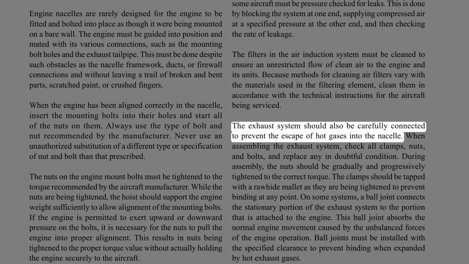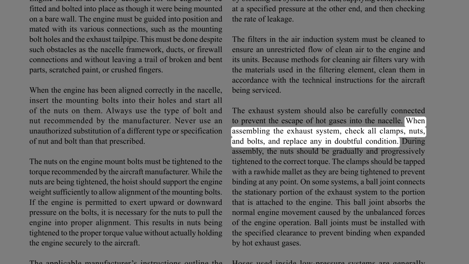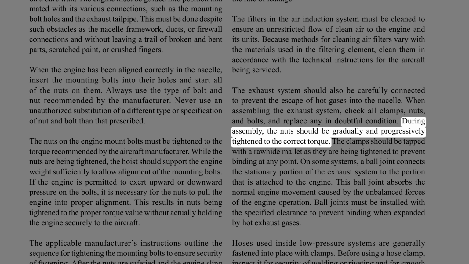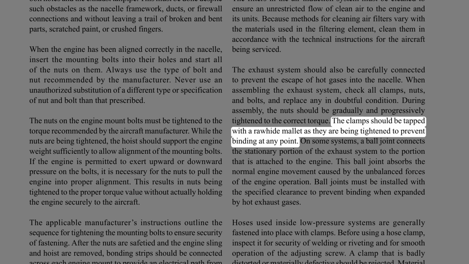The exhaust system should also be carefully connected to prevent the escape of hot gases into the nacelle. When assembling the exhaust system, check all clamps, nuts, and bolts, and replace any in doubtful condition. During assembly, the nuts should be gradually and progressively tightened to the correct torque. The clamps should be tapped with a rawhide mallet as they are being tightened to prevent binding at any point.